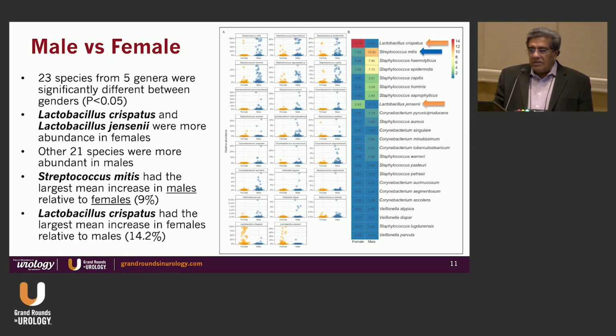Between male and female, there were 23 species from 5 genera that were significantly different. And these are all outlined here. You don't have to go through everything.